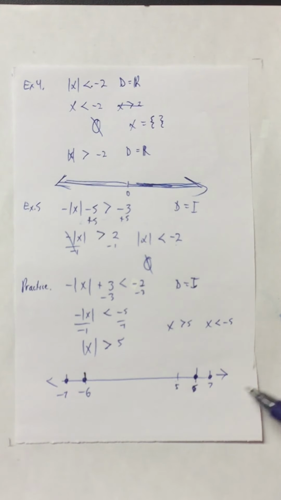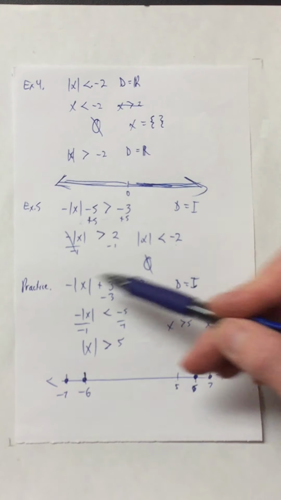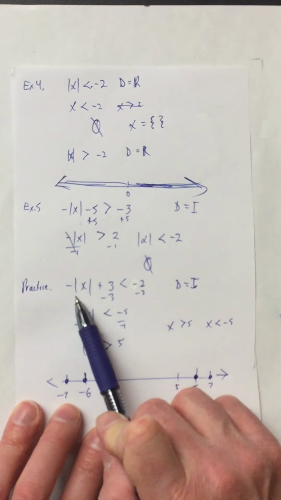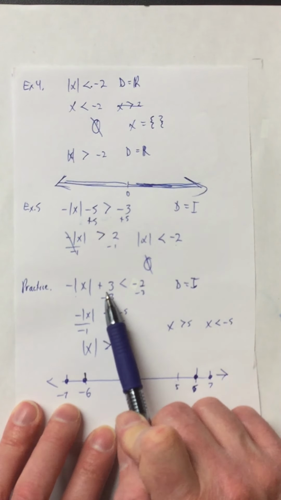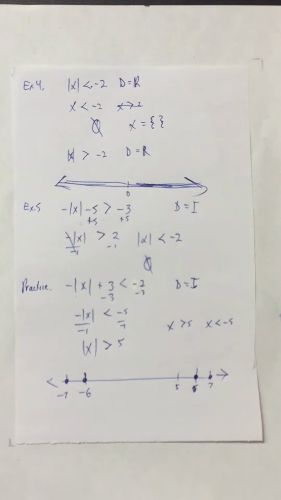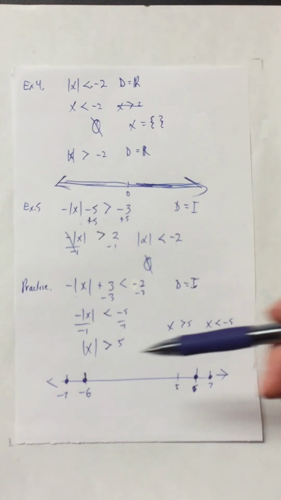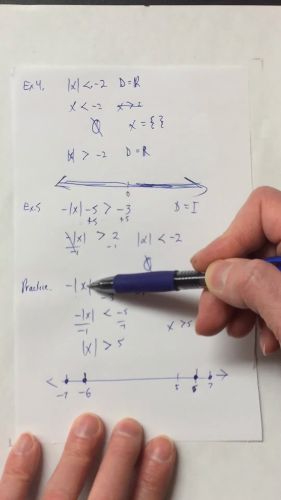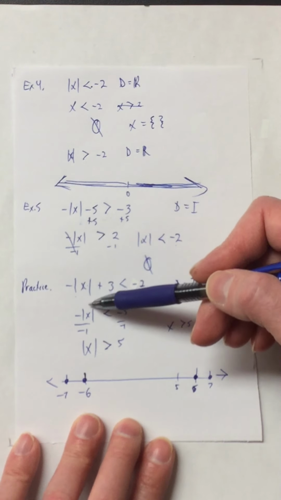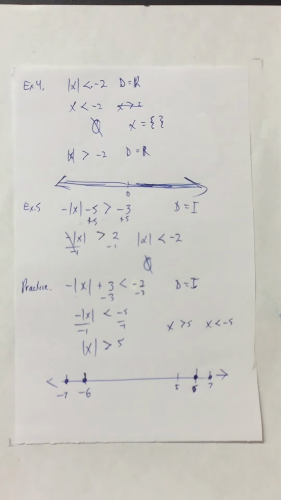Let's throw something in there to try it. Let's put 10 in there. If we put 10 into here, it becomes negative 10, and negative 10 plus 3 is negative 7. Is that smaller than negative 2? Yes. Let's put in a negative 10. Well, if you put a negative 10 in the absolute value, it just becomes a positive 10, and you're right back where we just did that.